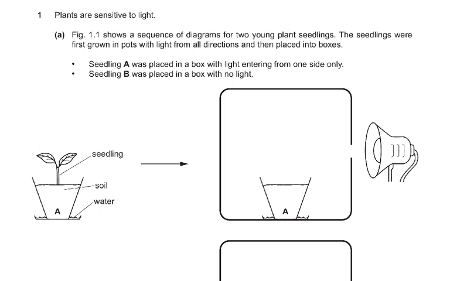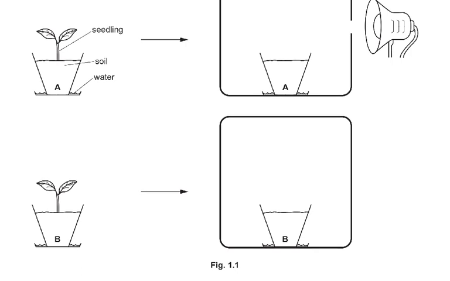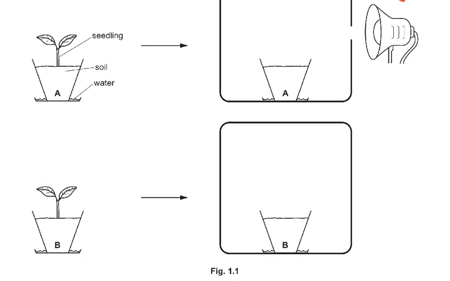Seedling A was placed in a box with light entering from one side only. Seedling B was placed in a box with no light. Have a look at this.